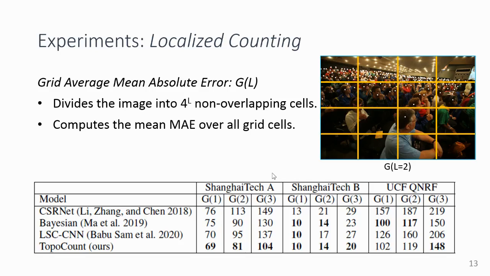We use the grid average mean absolute error, GAME. It divides the image into grid cells and captures the correctness of the count on the cell level. The grid size increases with increase in level L, so that G of 0 is the whole image and G of 3 is an 8 by 8 grid. We compare against crowd counting and crowd localization methods. And we show that we achieve the lowest error, especially at the smallest cell level, a cell size G of 3.